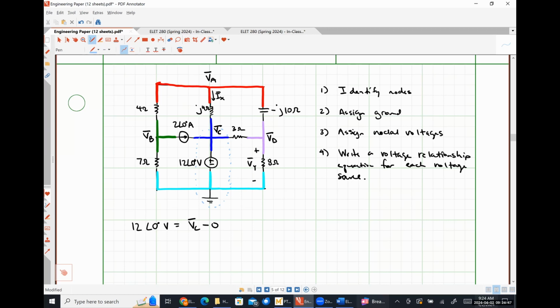We can't write KCL at node C because there's no way for us to express the current that's flowing down through that voltage source in terms of our nodal voltages. It's literally impossible, okay? So we have all of the information that we need for node C, so we're just going to move along.